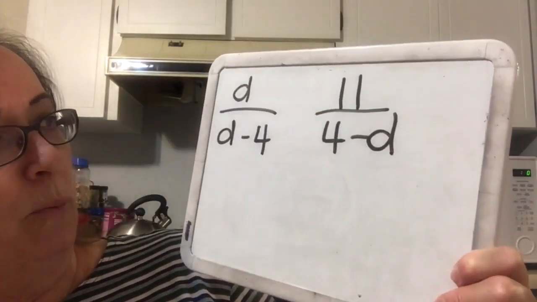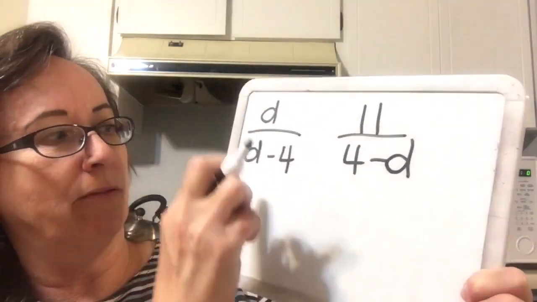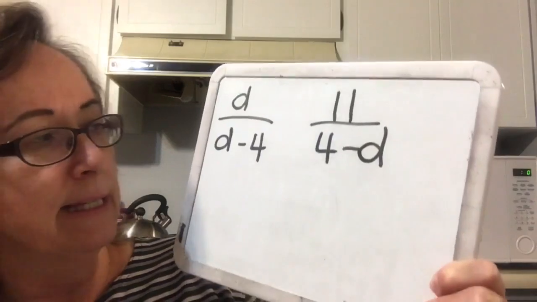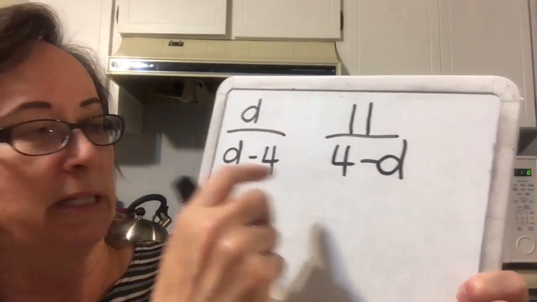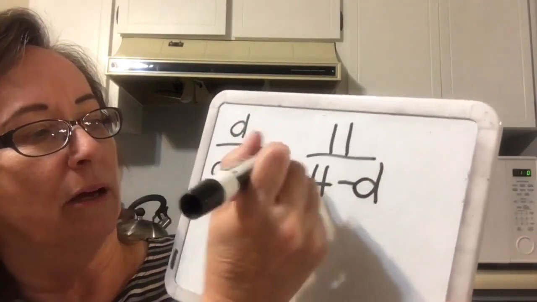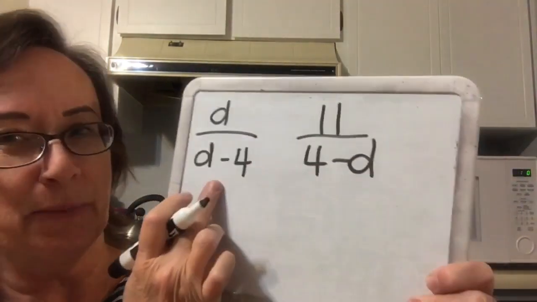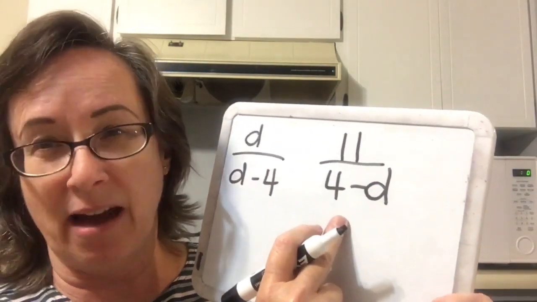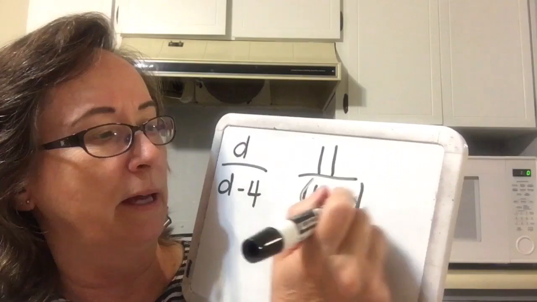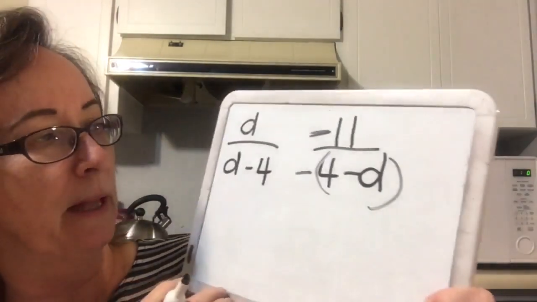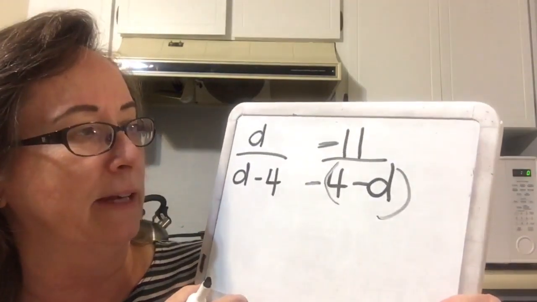So here is one more. Okay, so we have d over d minus 4 and an 11 over 4 minus d. Since I recognize these two as being negatives of each other, I'm just going to go ahead and change this one. Since this one is in descending order, I'm going to leave it alone. And then this one is not in descending order, so I'm going to basically multiply by a negative and a negative. So I'm multiplying by 1 in the form of -1.